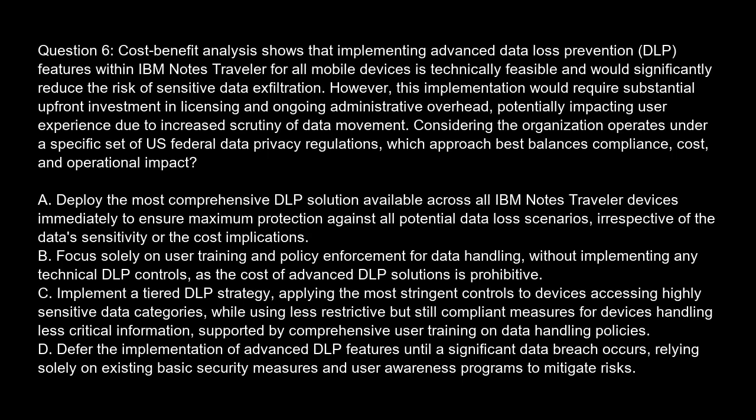Question 6. Cost-benefit analysis shows that implementing advanced data loss prevention (DLP) features within IBM Notes Traveler for all mobile devices is technically feasible and would significantly reduce the risk of sensitive data exfiltration. However, this implementation would require substantial upfront investment in licensing and ongoing administrative overhead, potentially impacting user experience due to increased scrutiny of data movement. Considering the organization operates under a specific set of U.S. federal data privacy regulations, which approach best balances compliance, cost, and operational impact?